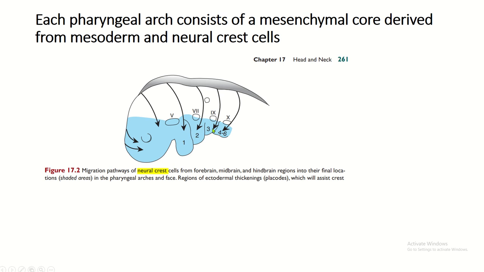This is the pharyngeal arches. The bar of tissue is present in the future neck of the fetus, and this bar of tissue is externally lined by the ectoderm, internally lined by the endoderm, and the core of this bar of tissue is formed by the mesenchyme. This mesenchyme is derived from two sources, mesoderm and neural crest cells.